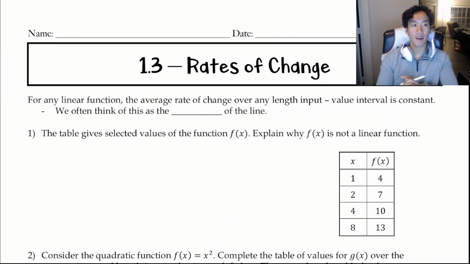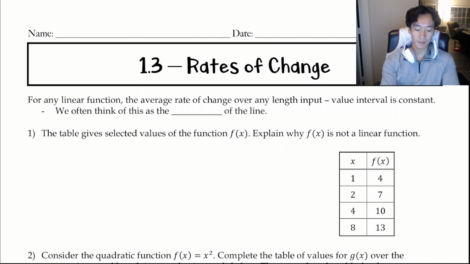This topic mainly helps us figure out what type of function we have given a table, and we'll see a few examples as we go along. Let's start off with reading the statement here: for any linear function, the average rate of change over any length input value interval is constant. We often think of this as the slope of the line.